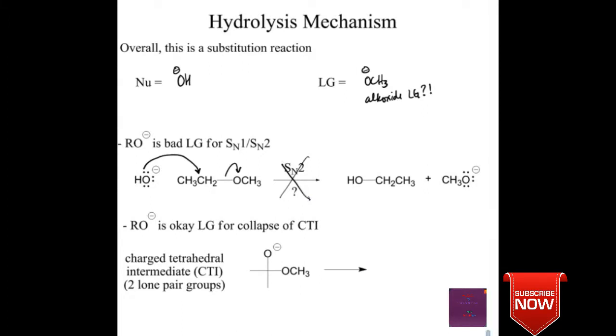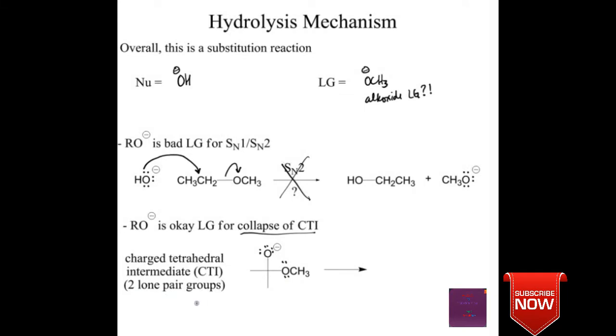That's an impossible substitution mechanism. We can only do that substitution if we have an excellent leaving group like chloride, bromide, iodide, halide, or maybe a tosylate. Okay, so we've never seen that as a leaving group, but it is an okay leaving group for collapse of a CTI. So if we have this mechanism where we have an O- on the same carbon as that methoxide, and we have a tetrahedral carbon. This is our definition of a CTI, a tetrahedral carbon with two groups with lone pairs.